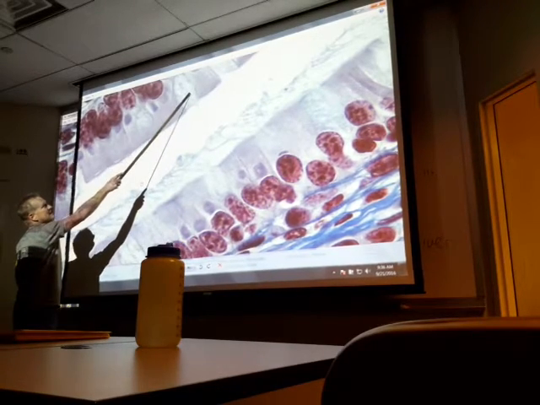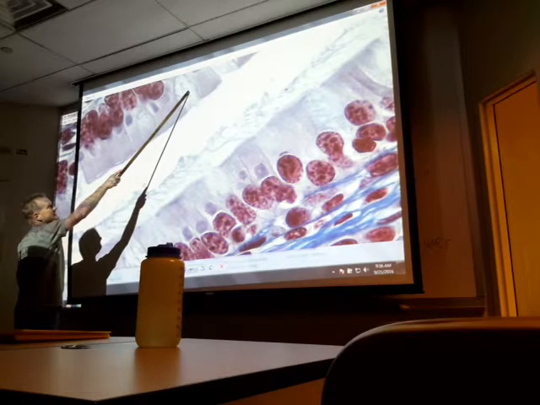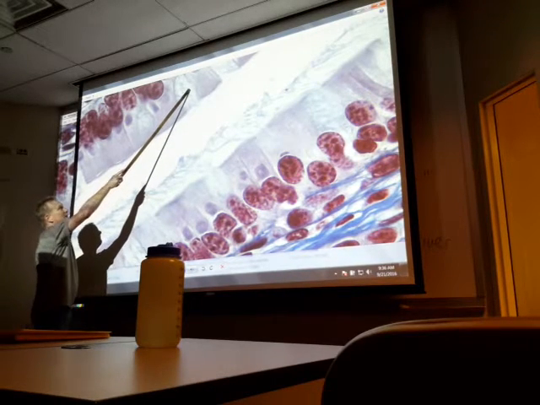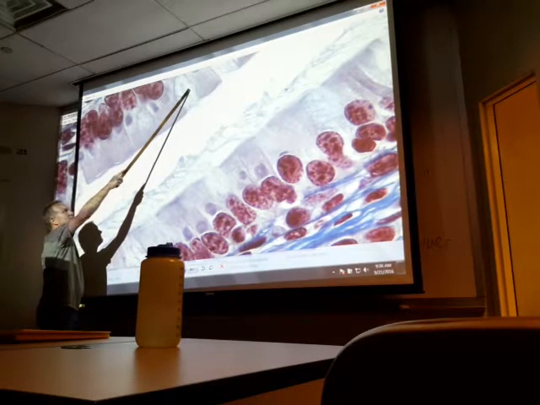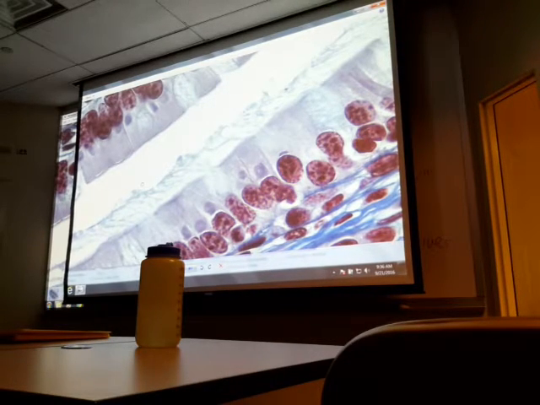What's this? Name this cell. Goblet cell. What does this cell secrete? Mucin. What is the product of the secretory product of the indicated cell plus water? Mucus. You see the different questions.